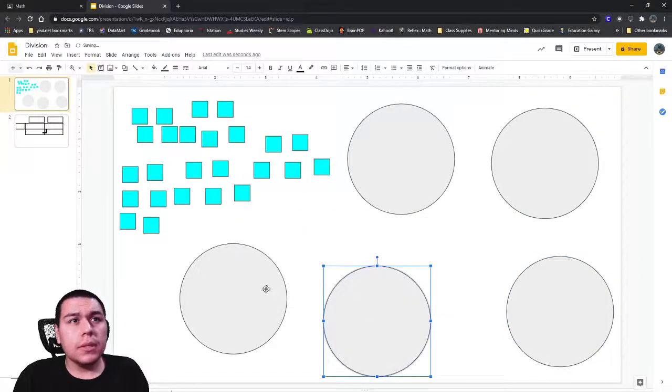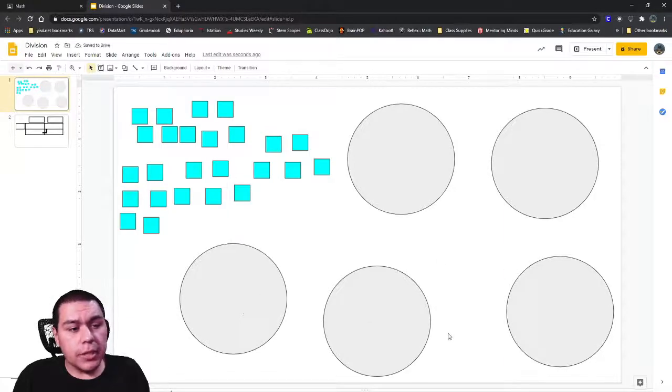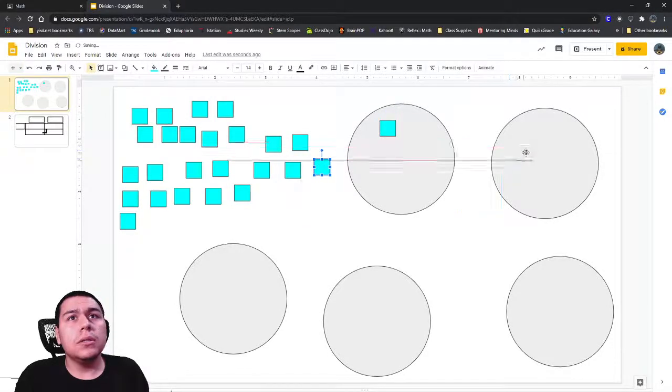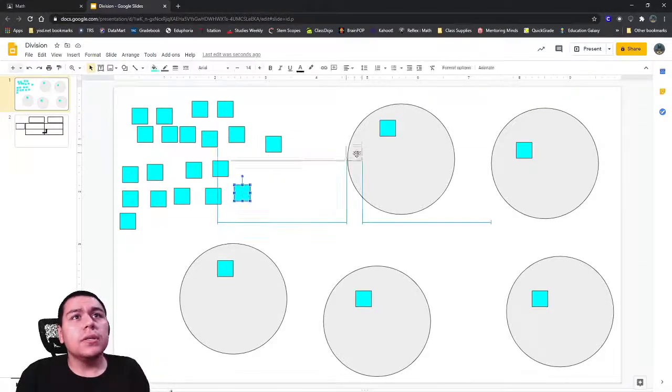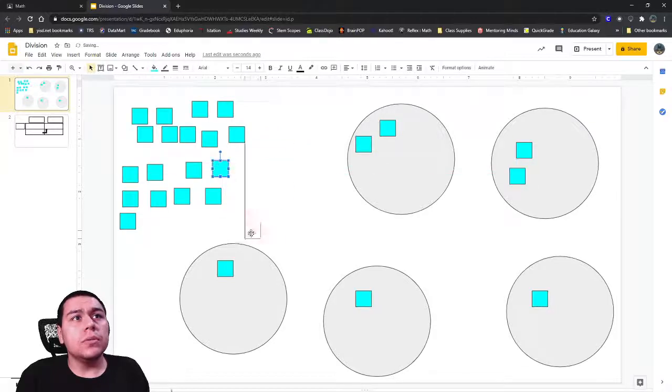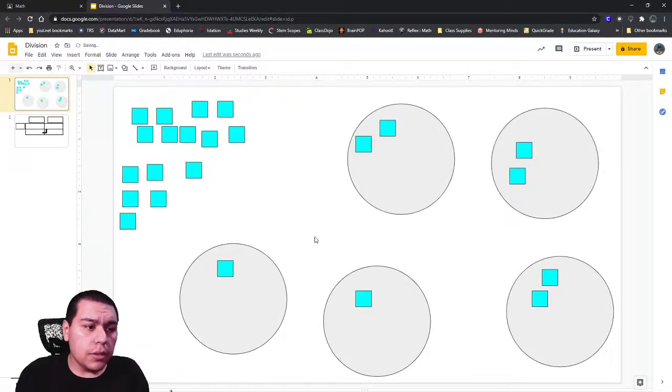I'm going to be splitting up my squares into my groups. Thumbs up or thumbs down, do I have enough squares to give one to every one of my groups? I do, so let me put those there. 1, 1, 1, 1. Do I got enough? Thumbs up, thumbs down to do it again. All right, I have enough. 2, 2, 2, 2, and 2. Thumbs up, thumbs down. Do I have enough for a third?